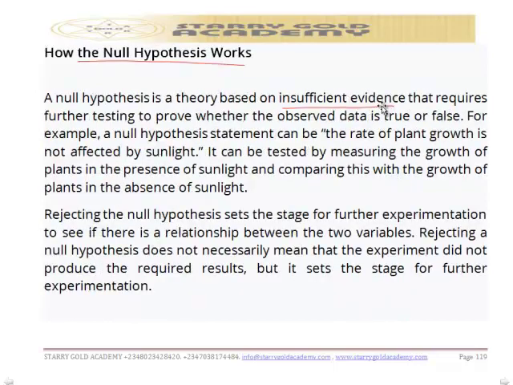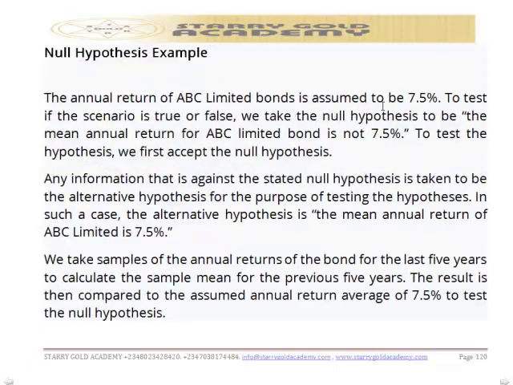So rejecting the null hypothesis sets a stage for further experimentation to see if there is a relationship between the two variables. And rejecting a null hypothesis does not necessarily mean the experiment did not produce the required result, but it sets the stage for further experimentation. That's on that. And let's look at the example. Example of null hypothesis.